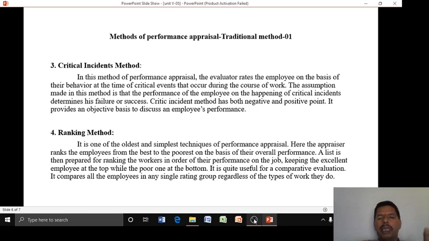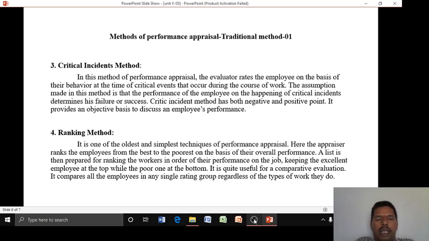From the best to the poorest on the basis of their overall performance. A list is then prepared for ranking the workers in order of their performance on the job. So, on the basis of the performance, the rank list is prepared, right? Prepared, keeping the excellent employee at the top while the poor one at the bottom. Up to 10 excellent, right? Then the lowest in the list are the poor performers.